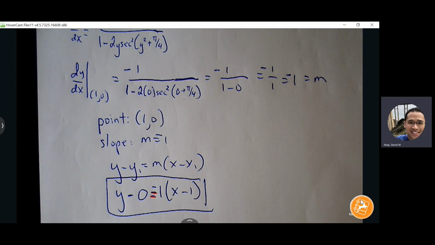Okay. Number 5, we'll do a curve sketch problem. Page 6.